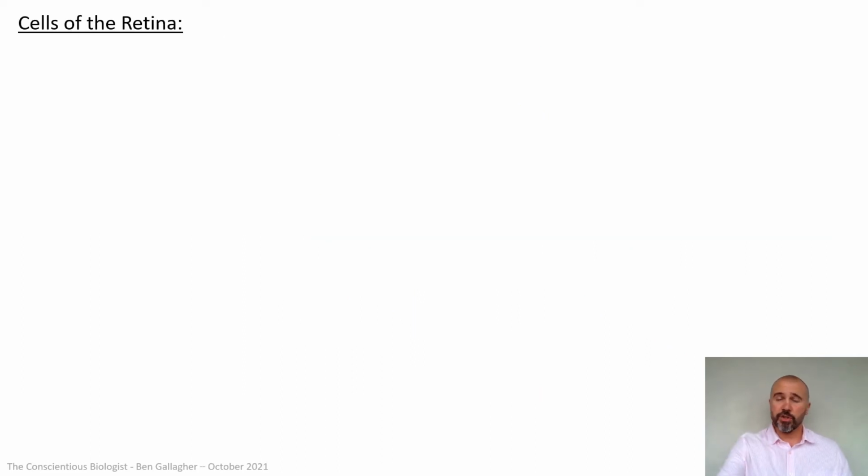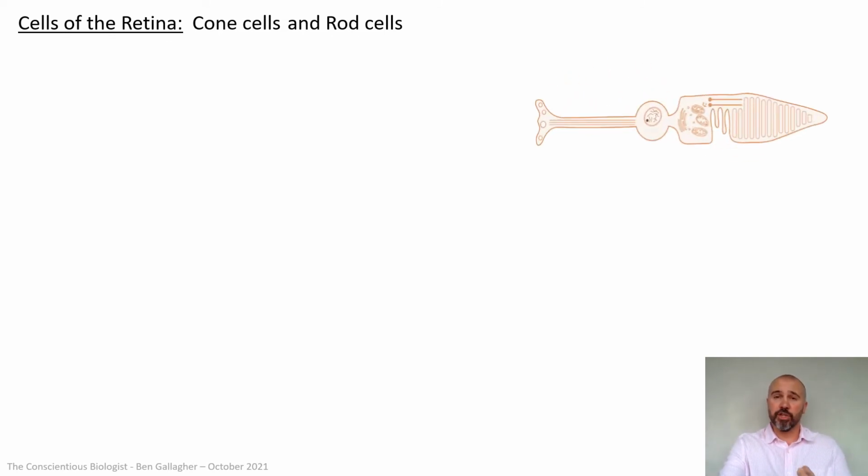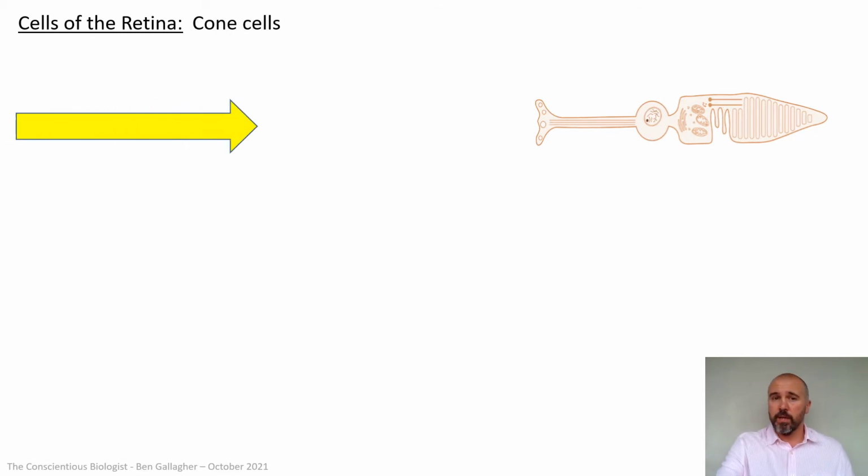So those cells that I just showed you in location, they're cone cells and rod cells, named because of their shape. The cone cells have got kind of cone shape at the back. The rod cells are straight like a rod. We're going to focus on cone cells first. Now, cone cells can detect light just like rod cells can. But what cone cells detect is the wavelength of the light that hits them.